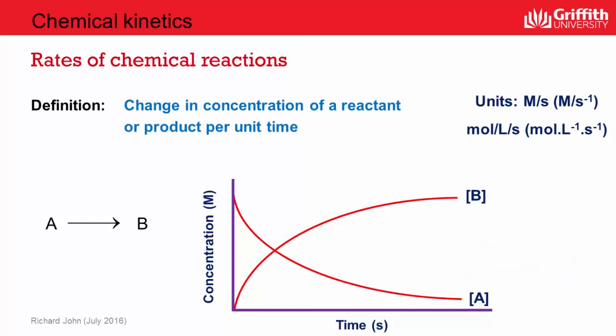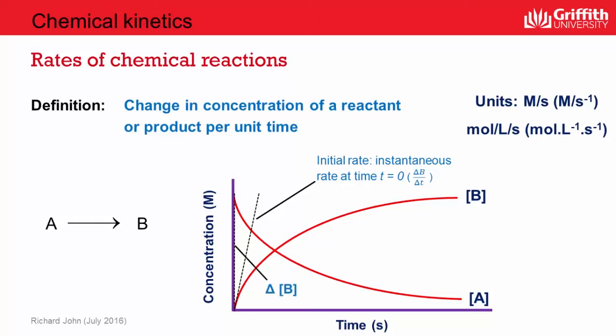Another important measure of rate of reaction that we often want to consider is the initial rate of reaction, which is defined as the instantaneous rate at time t equals 0, and again is determined from the slope of the graph using the change in concentration divided by the change in time.